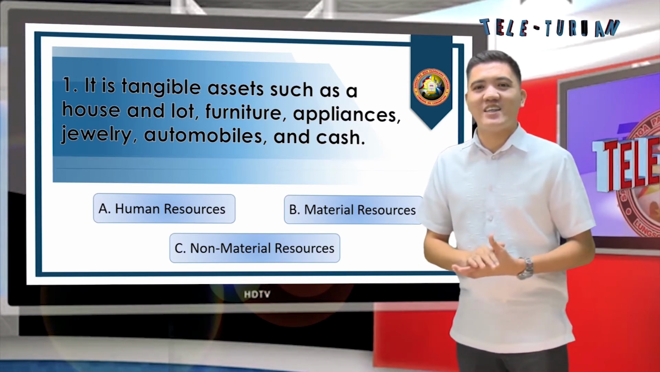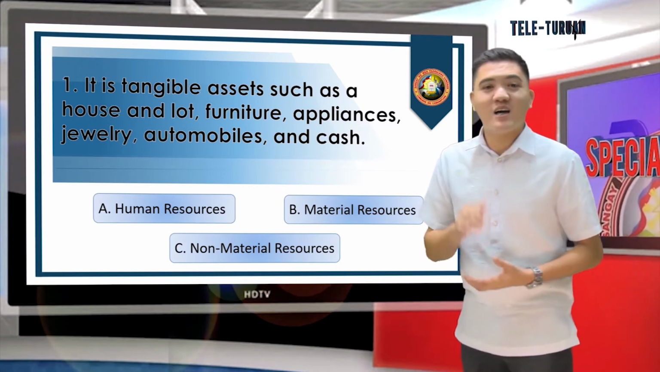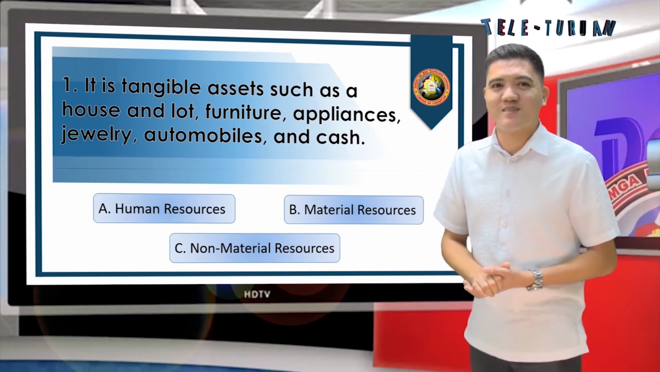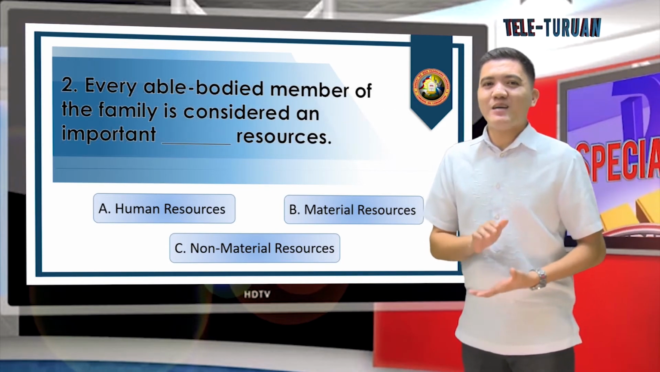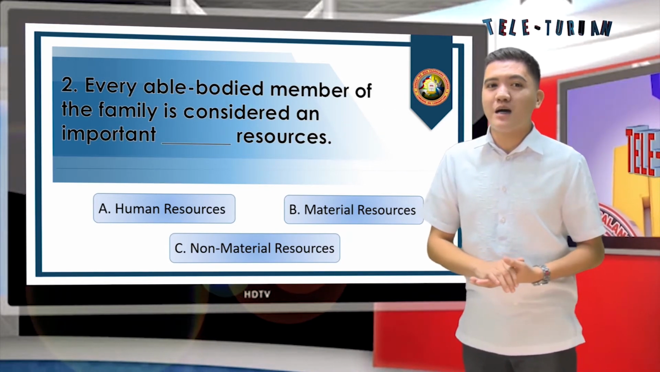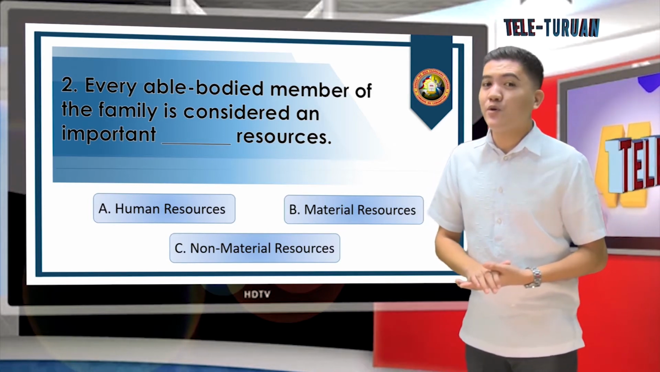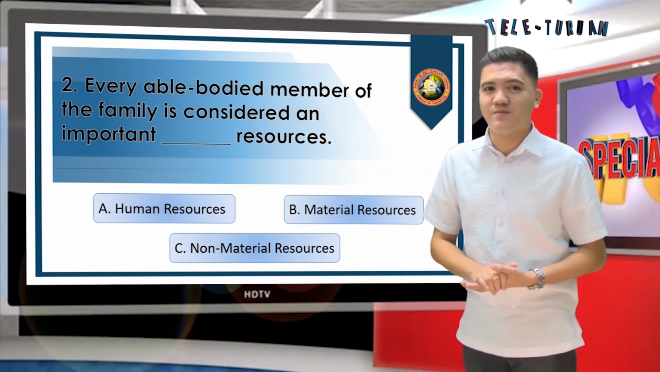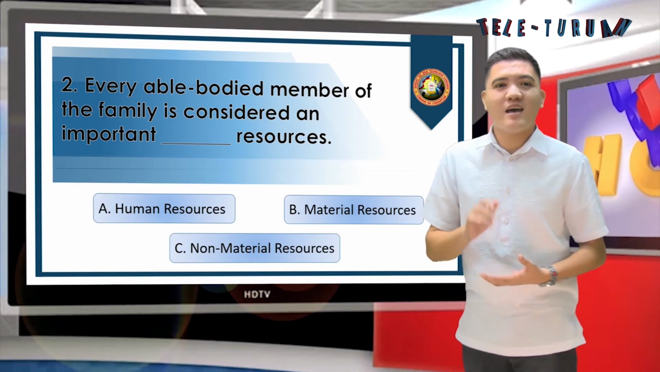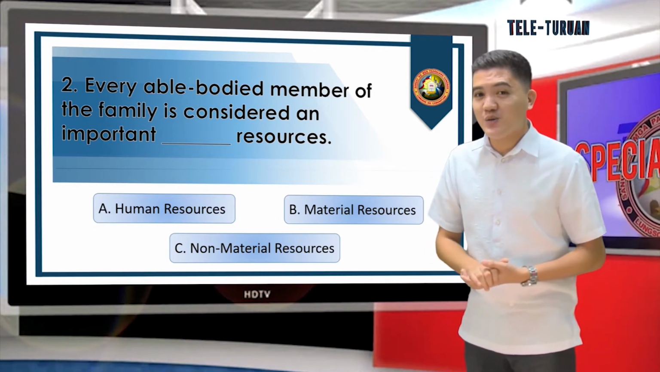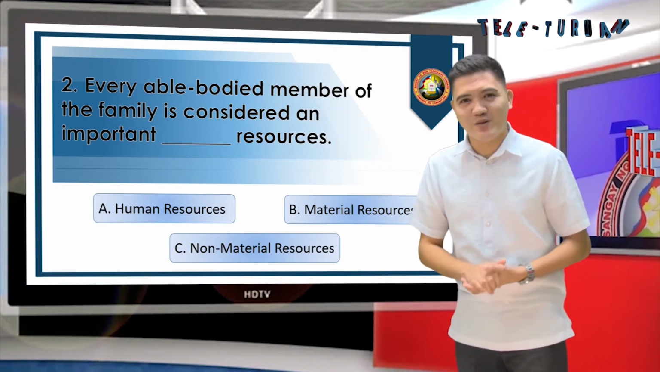If your answer is letter C, material resources, very good, you are right. Number 2, every able-bodied member of the family is considered an important blank resources. If your answer is letter B, human, excellent, you are right.